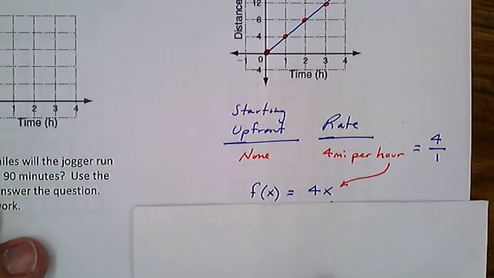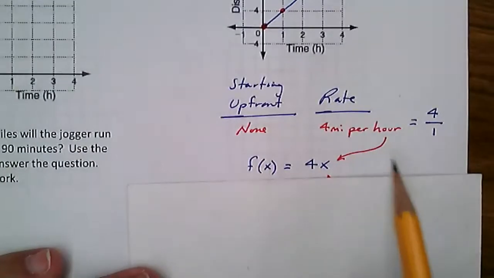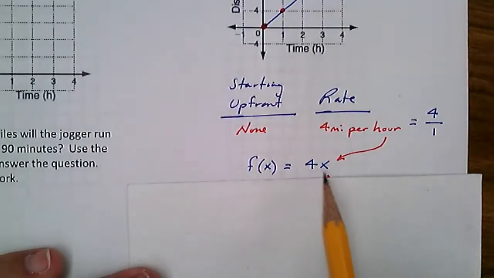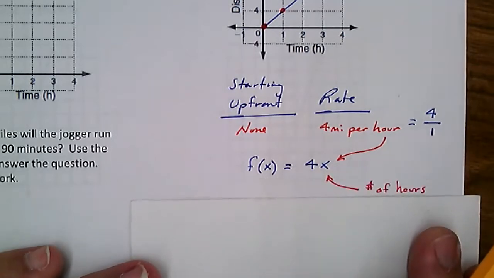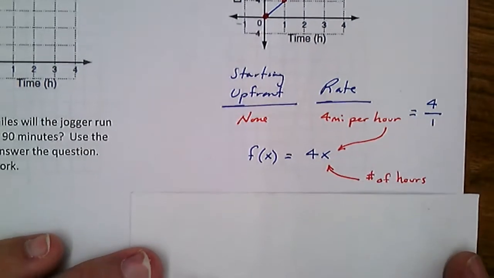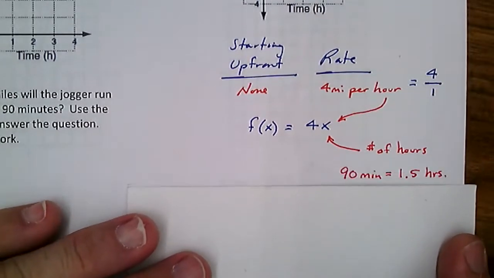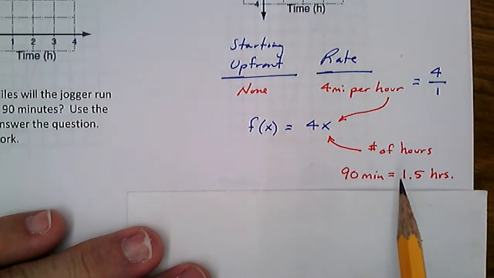Okay, so now let's figure out how far he would run if he runs for 90 minutes. So there's our rate, right? They already gave this to us. f of x is equal to 4x. Hours is our input, so we want to plug in the number of hours. Well, they didn't really tell us the number of hours. They told us the number of minutes, 90 minutes, and 90 minutes is equal to 1.5 hours, right?